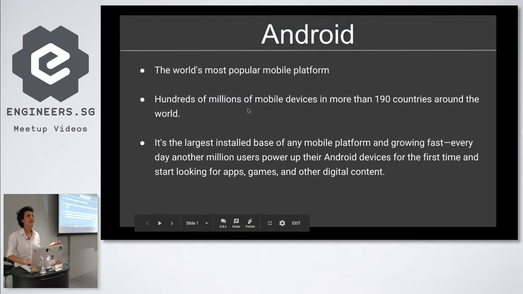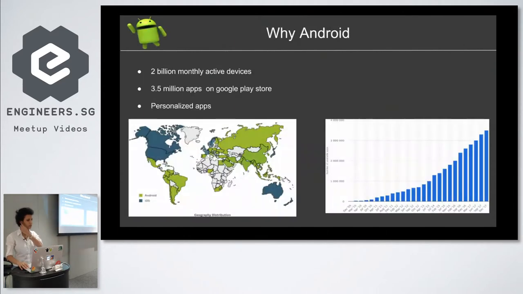Some people call it an operating system, some people call it a mobile platform. It's up to you, whatever you call it. But basically, it's not an operating system. Linux is the operating system, and Android is just a stack of software on top of Linux. And there are millions of mobile devices which use Android.